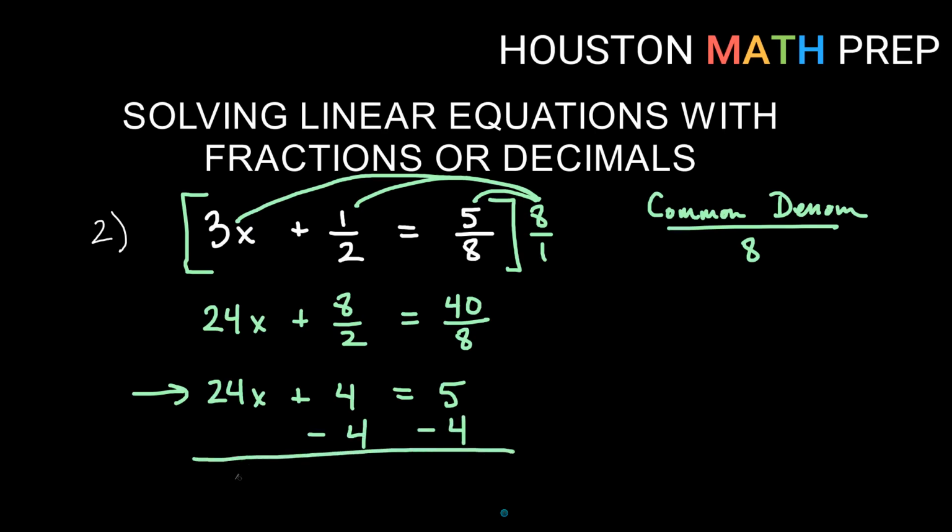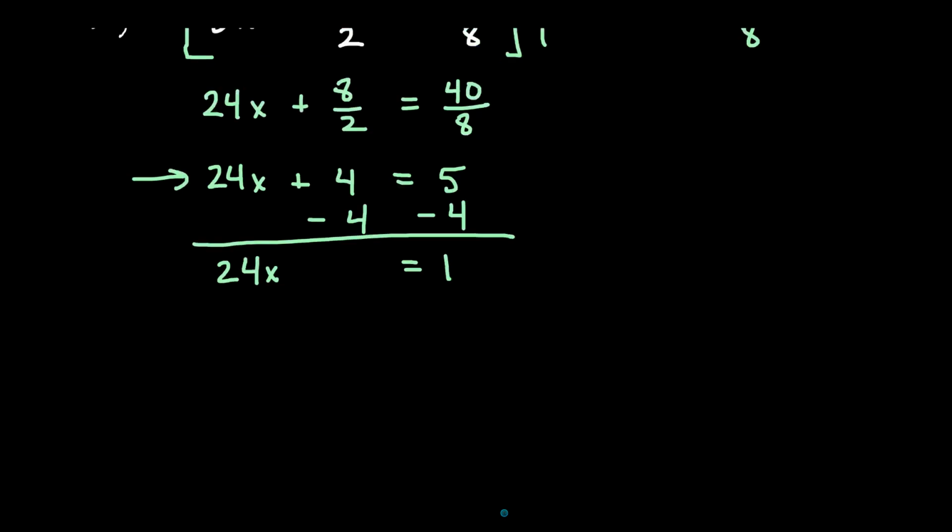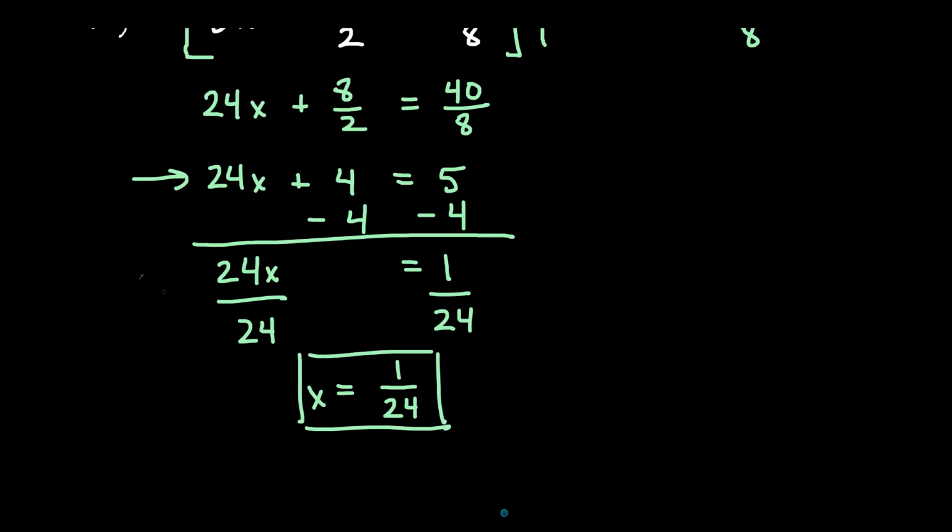on both sides, of course, and that will give us 24x only. And 5 minus 4 will give us 1. And then we have 24x, so we still need to divide by 24. So dividing by 24 on both sides gives us 1 over 24. And that is as reduced as it gets.